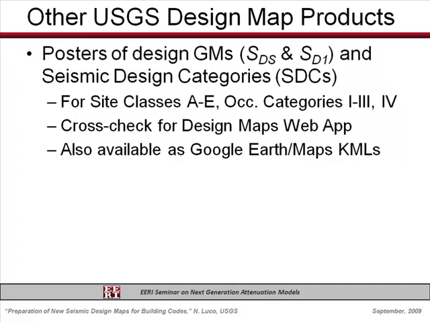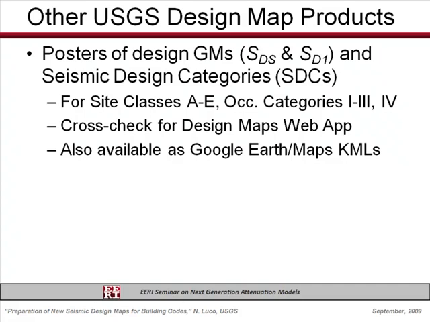These design maps are for different site classes. The ones we put in the building code are only for site class B, but we're developing some maps that interface with Google for the other site classes and also for the occupancy categories. And these are intended to serve sort of as a check of the web application.